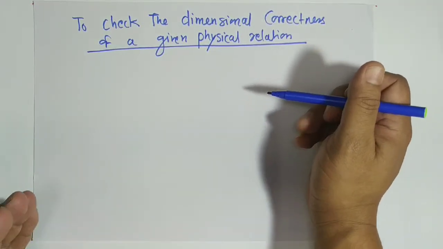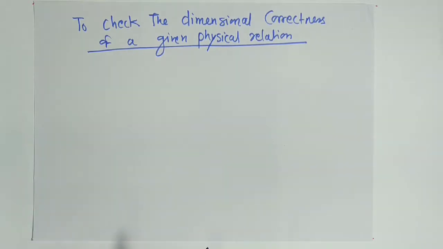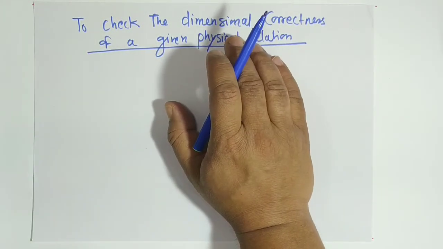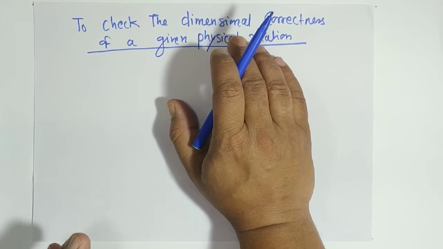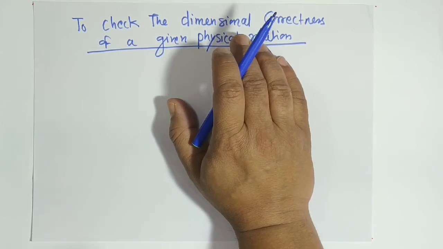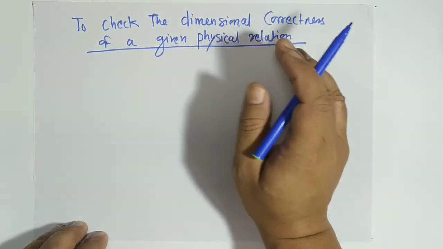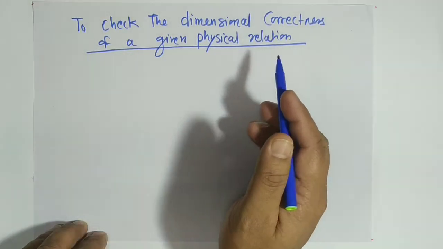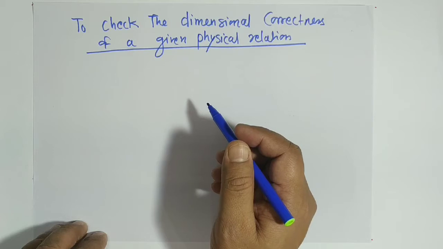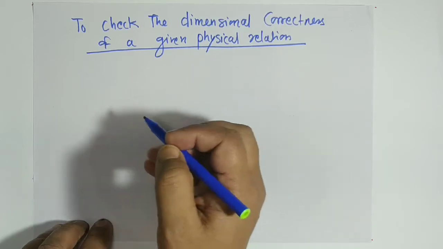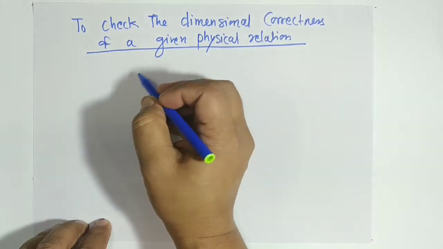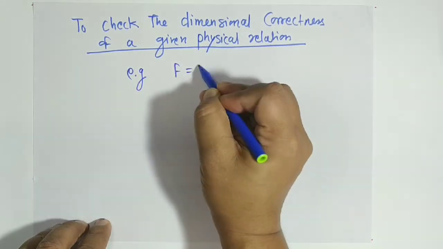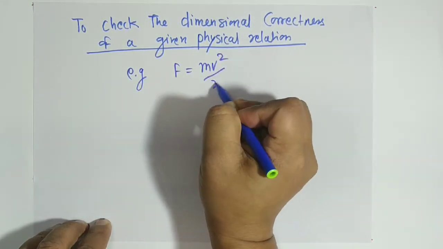And in dimensions, we have already discussed homogeneity. Homogeneity means that left and right dimensions are the same. They follow addition and subtraction for the same dimension. That means if the dimension of each term on both sides is the same, then they are correct. Now I am giving an example that if F is mv square by r.